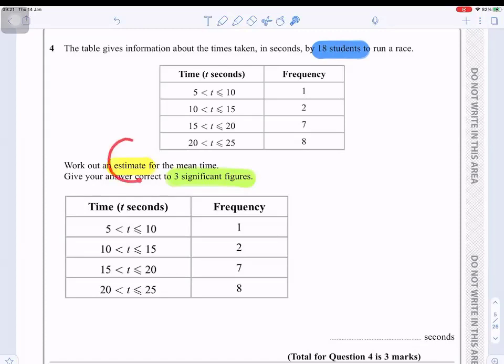Because we are working out an estimate, we will choose one of the times. The times go between 5 and 10 seconds, there's 1. Between 10 and 15 seconds, there's 2. 15 and 20 seconds, there's 7. 20 and 25 seconds, there's 8. So between 5 and 10 seconds, we have to choose one of the times. So the best way is to choose a time in the middle. And to choose a time in the middle, we would add 5 and 10 and divide it by 2.